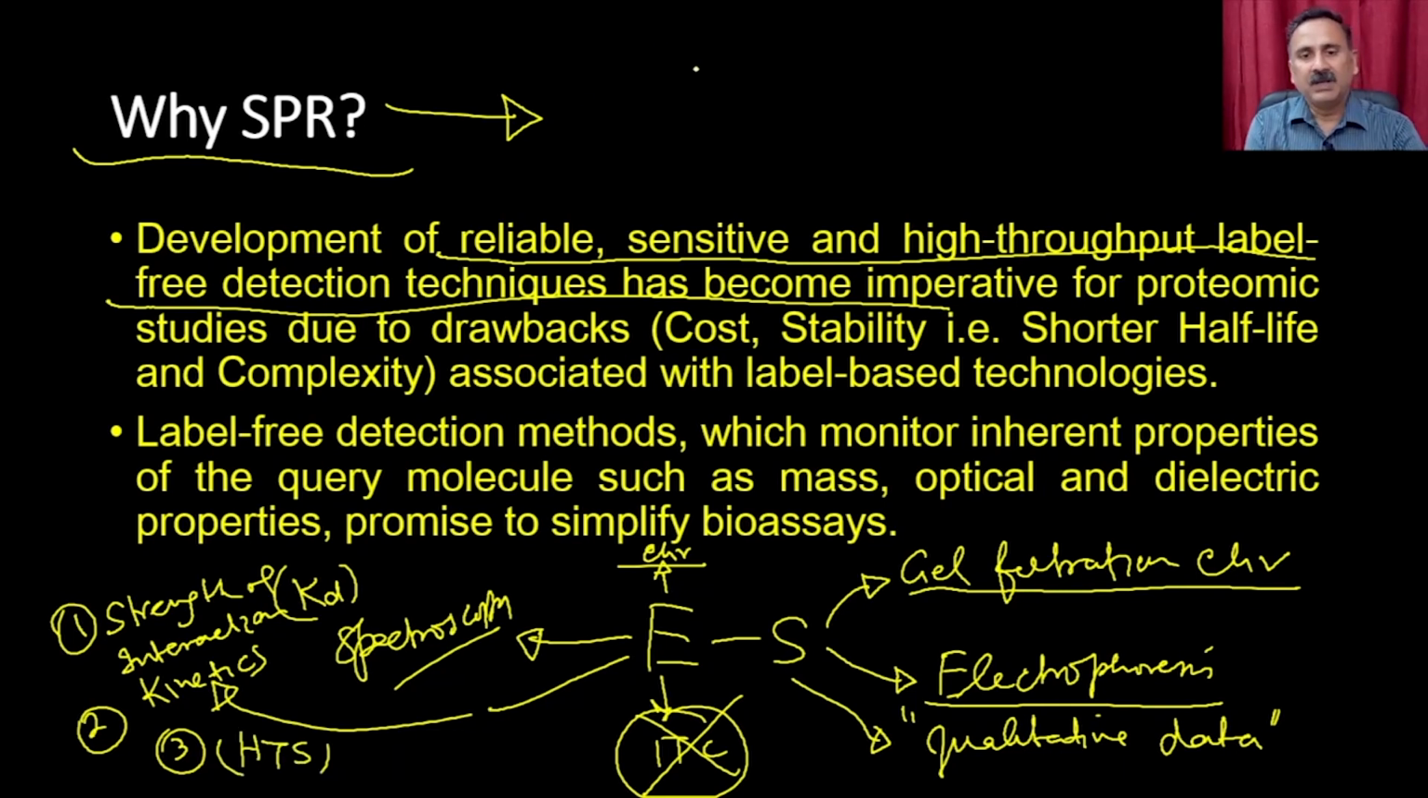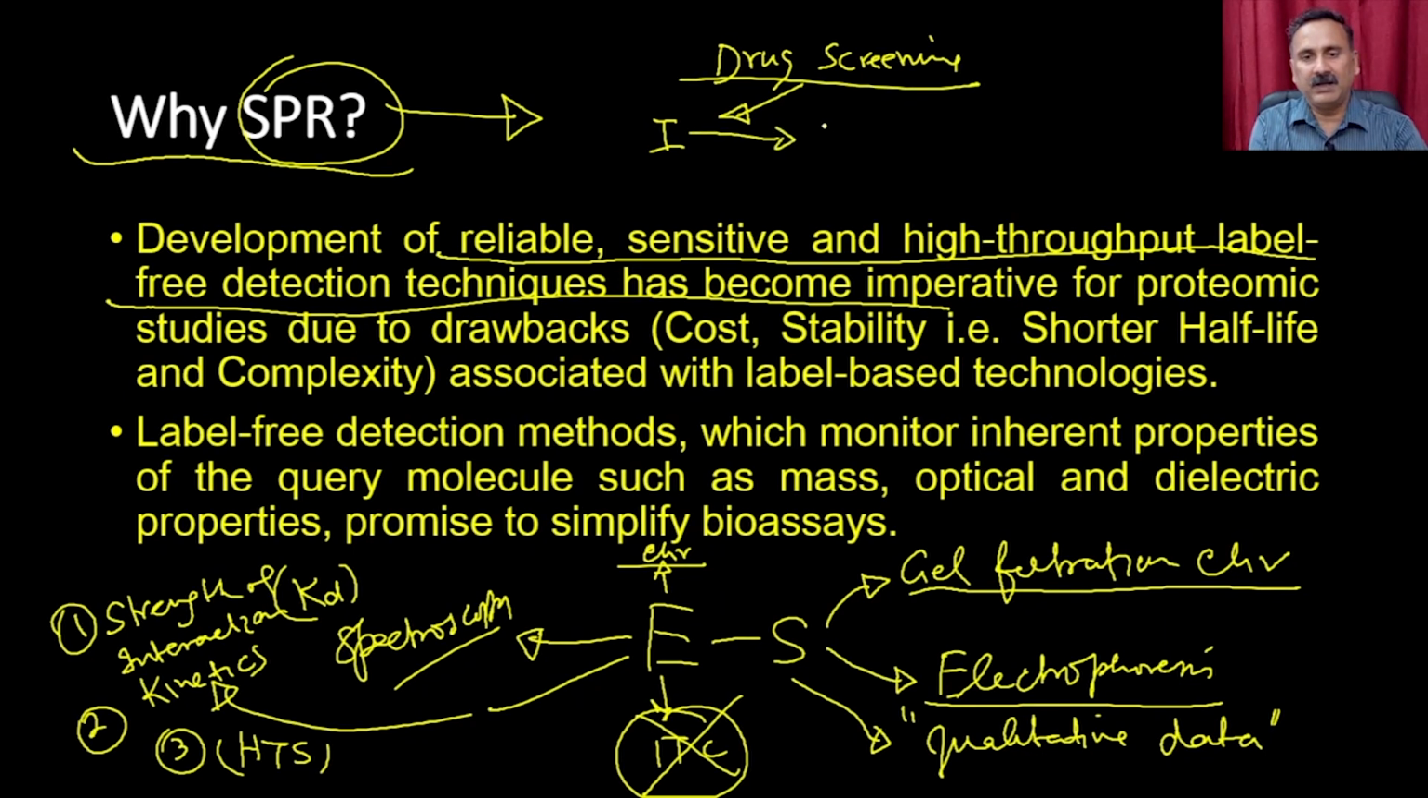For example, if you want to use SPR for drug screening, right? You can use SPR for drug screening, because you can say whether the inhibitor is binding to the enzyme or not, right? Whether it is inhibiting or not, that you have already done. Okay, so whether the inhibitor is binding to the enzyme or not.